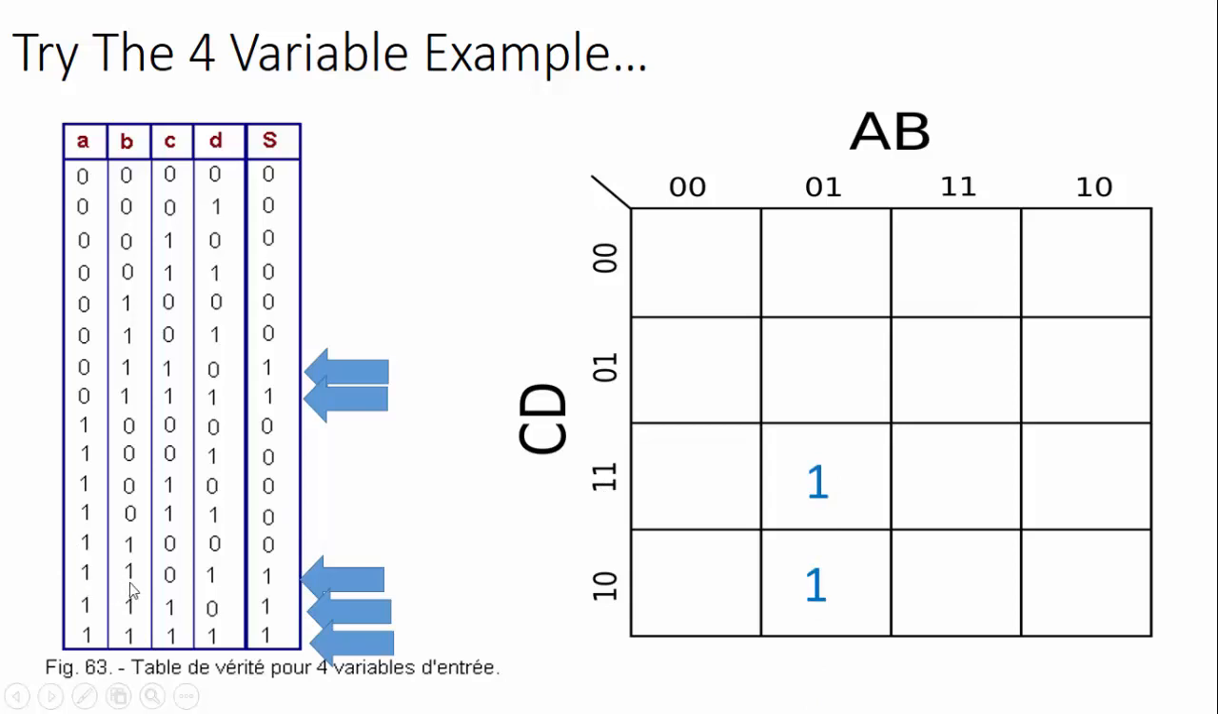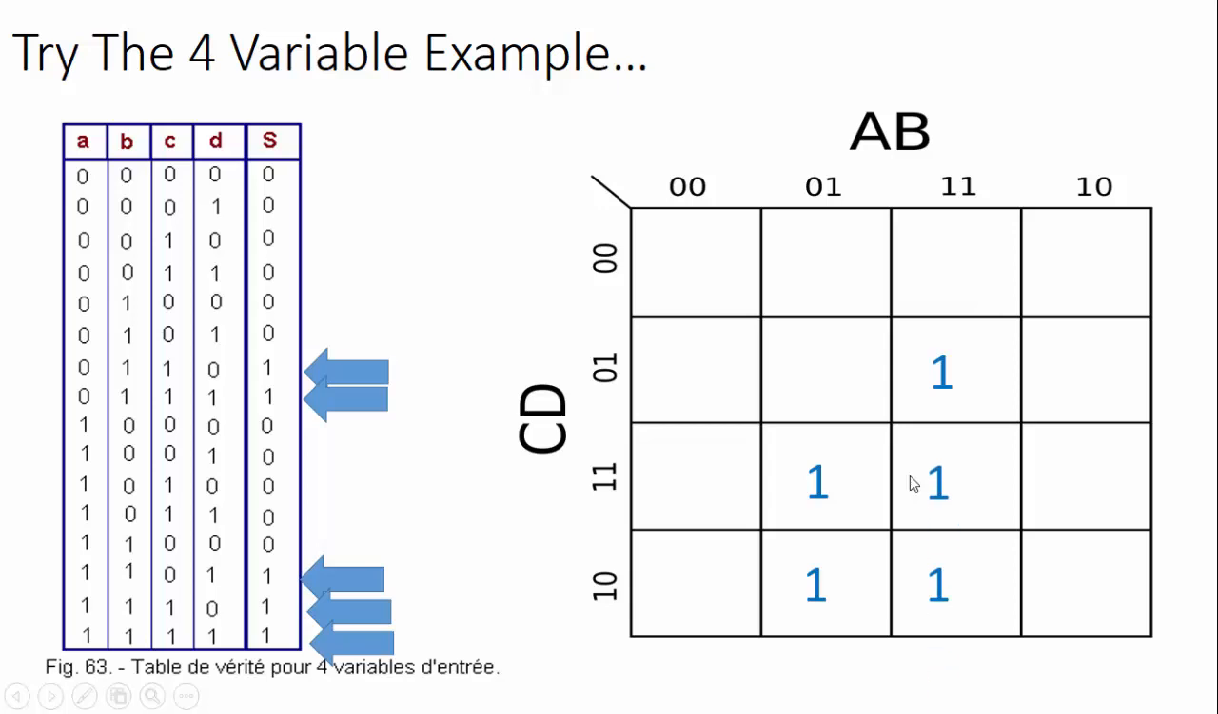A is 1, B is 1, C is 0, D is 1. So I'm looking for 1, 1, and then C is 0, and D is 1. It's going to be right here. And then I'm looking for my fourth one, which is A, B is 1, and then C is 1, D is 0. So that's 1, 1, 1, 0. That's going to be this box right here. And then I'm looking for my last one where all 4s are 1s, and that intersection is right here.